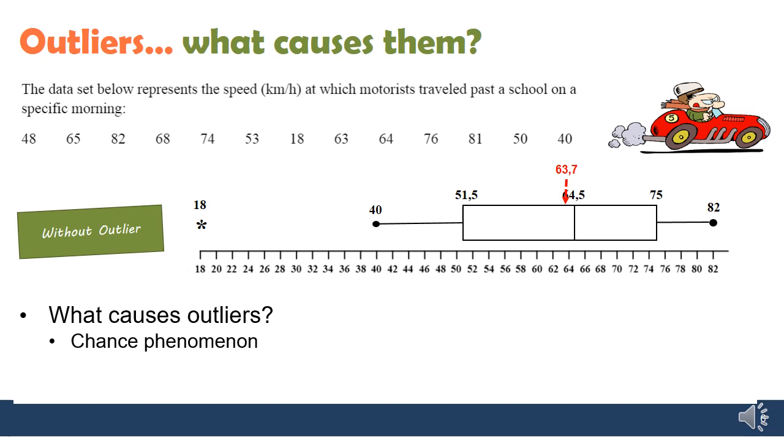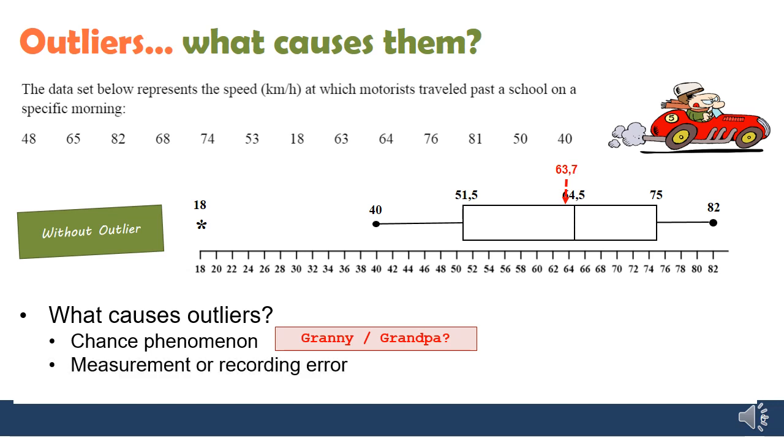What causes outliers? Chance phenomenon. Maybe there was just an old, shame I'm being ageist, maybe there was just a grandpa or a grandma who drives very slowly and happened to actually be going 18 kilometers per hour. That's possible. So that's a chance phenomenon. It's a real reading. There's nothing inaccurate about it. It's just unusual.